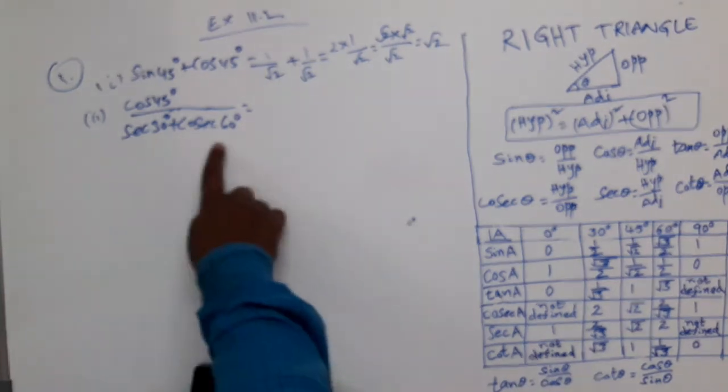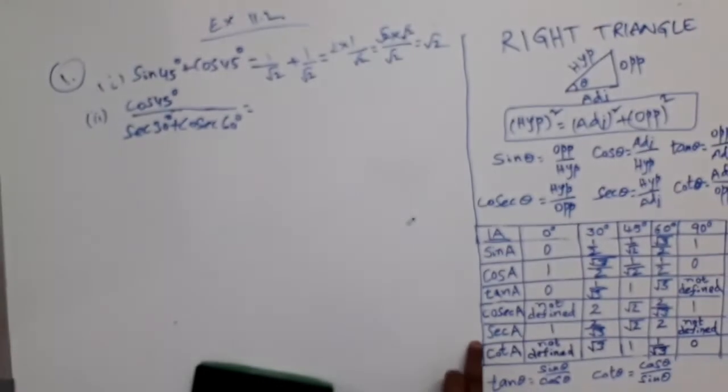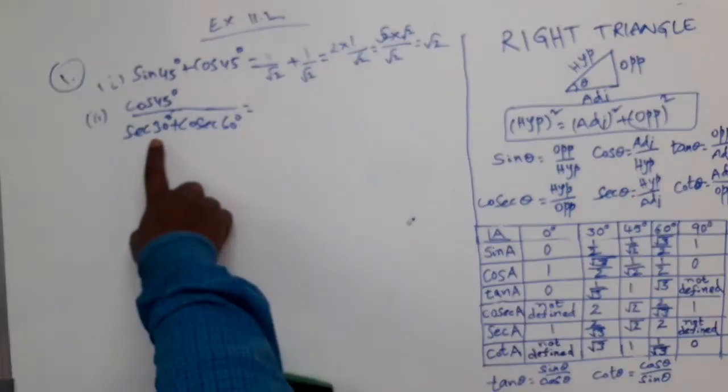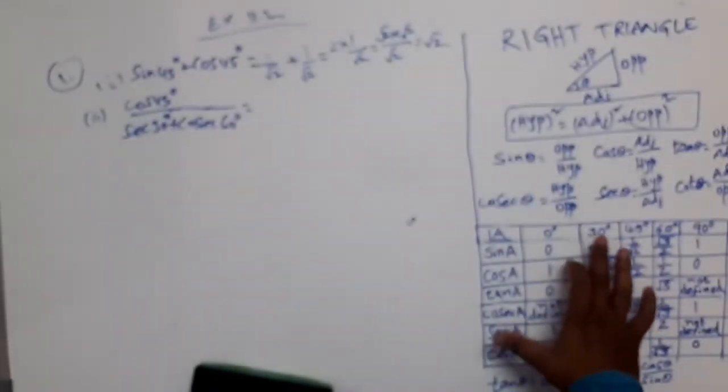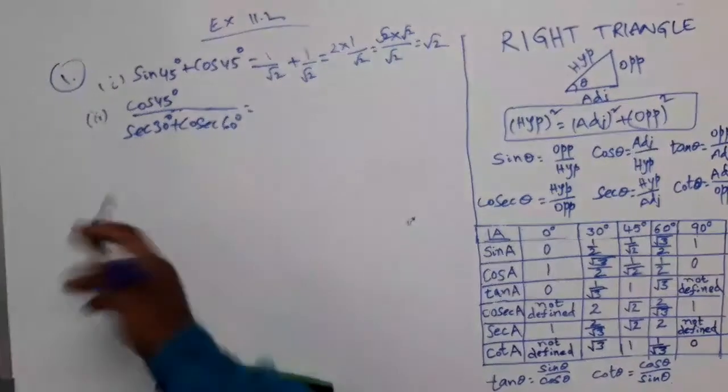How about secant 30 degrees and cosecant 60 degrees? See, secant is the reciprocal of cos, I know. I want the value of secant 30 degrees. Sec 30 degrees is 1 by cos 30 degrees. What is cos 30 degrees? That is sin 60 degrees I have remembered, root 3 by 2. So secant 30 degrees will be the reciprocal of root 3 by 2, that is 2 by root 3. So this value is 2 by root 3.